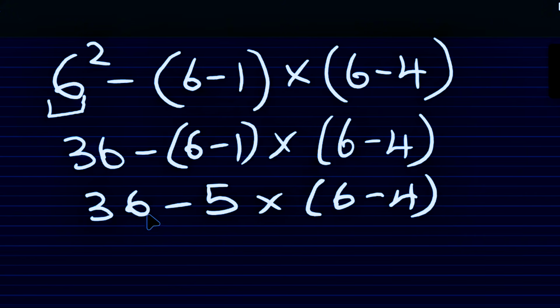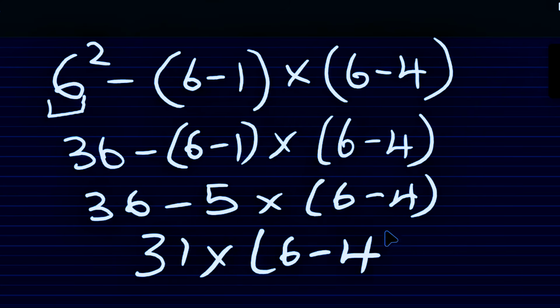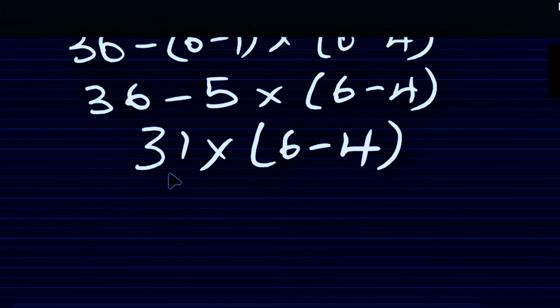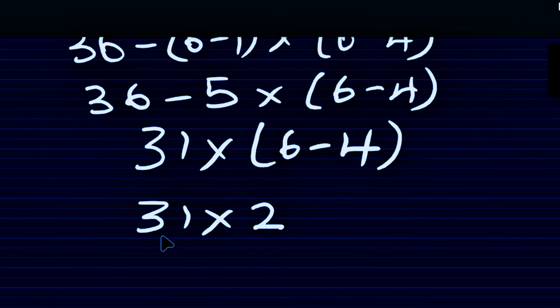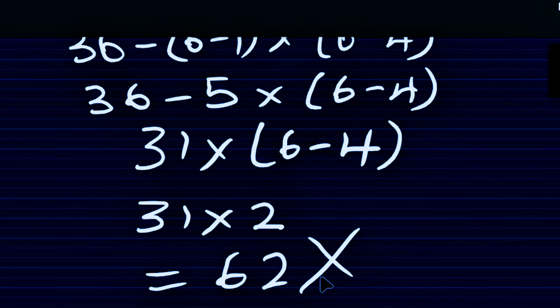Now in their next step, they subtracted 5 from 36, and they had 36 minus 5 equals 31 times in parentheses 6 minus 4. Okay, now in their next step, they wrote 31 times 6 minus 4 equals 2. And 31 times 2 gave them 62. But this is totally wrong.